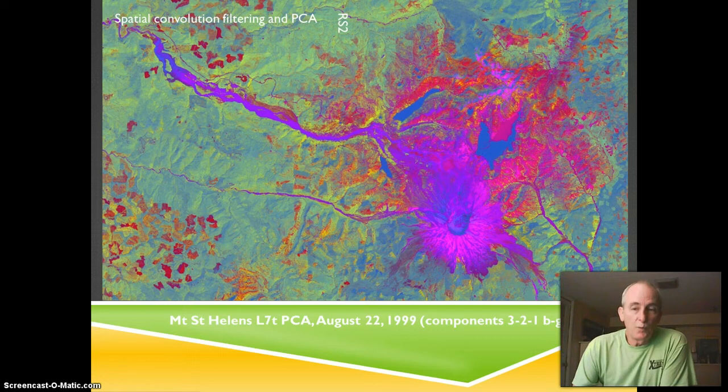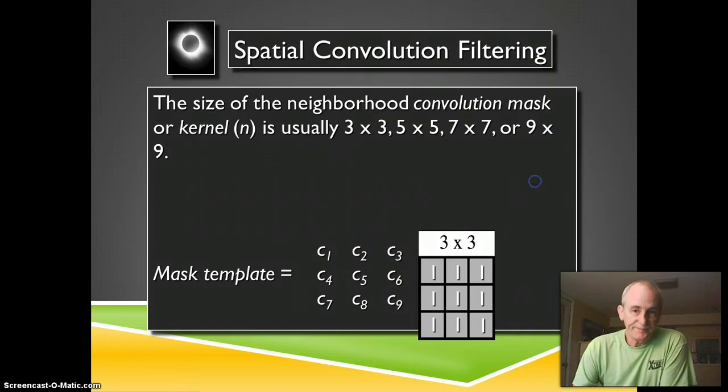Components 3, 2, and 1. The first 3 components accounted for approximately 99% of the variance in the 6-channel data set that this was extracted from.